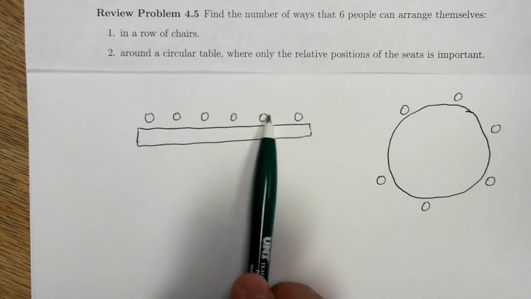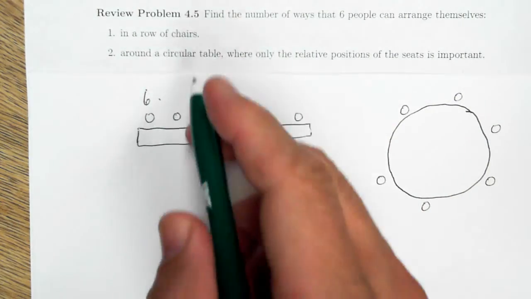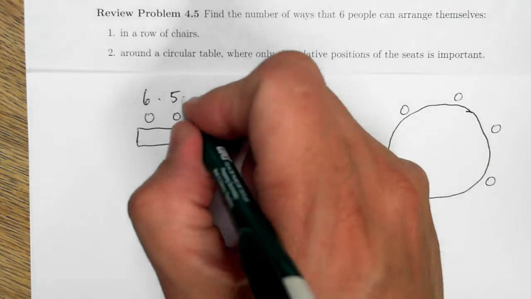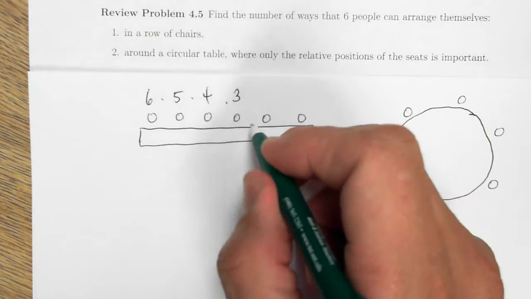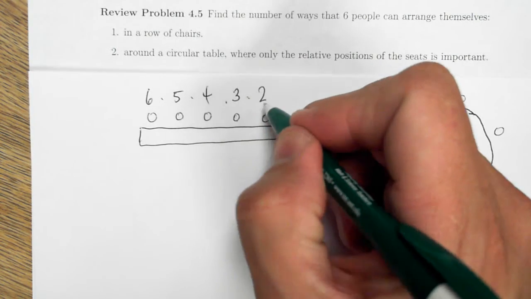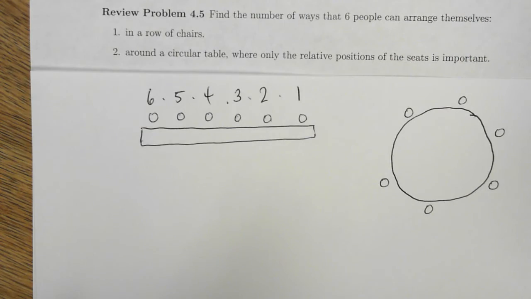If there's 6 people and 6 chairs, there's 6 possibilities for the first chair. Then there's 5 possibilities for the second chair. Then 4 possibilities for the third chair. There's 3 people left to take the next chair. There's 2 people left to take the second to last chair. And then whoever's left takes the last chair.